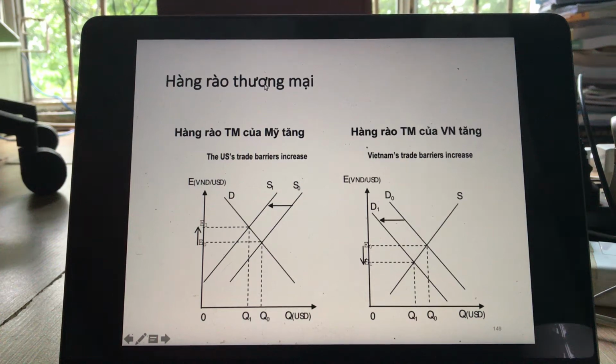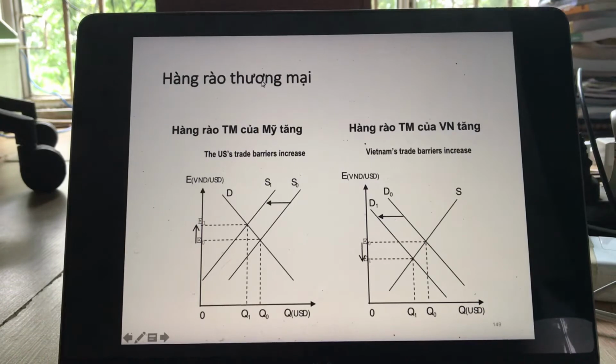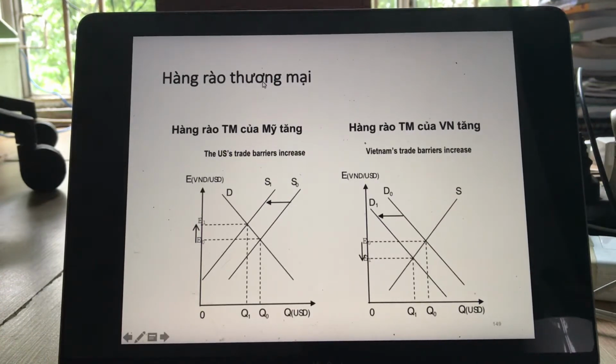Technical barriers to prohibit or to mitigate our exporting. Okay, and another non-tariff measure is the rule of origin. The rule of origin, quy tắc xuất xứ. That's very powerful.